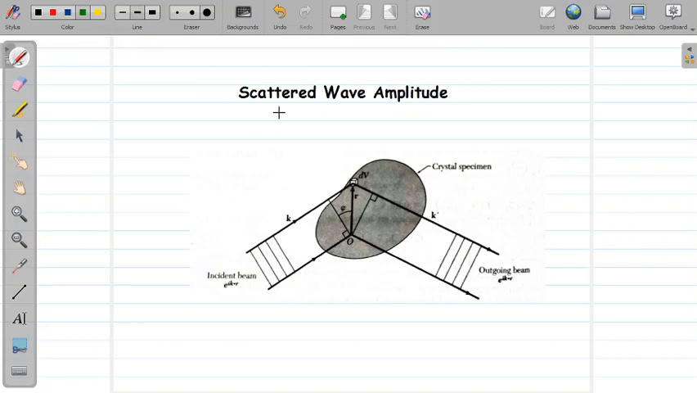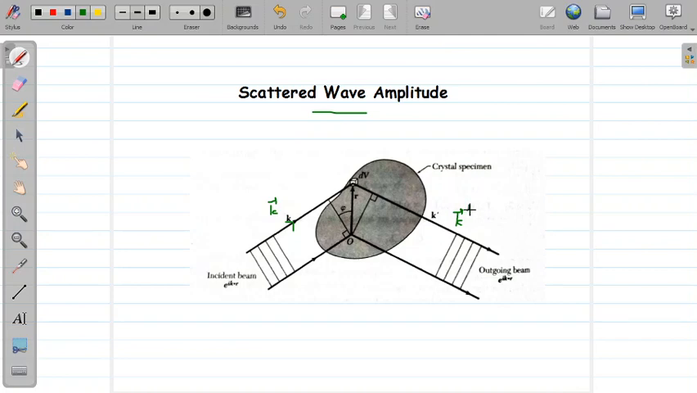Hello friends, in this video we will define scattered wave amplitude. Now here you can see an incident beam of X-ray is falling onto this crystal. The wave vector of the incident beam is k bar. The crystal is scattering the wave in a different direction. The wave vector of the diffracted beam is k dash.